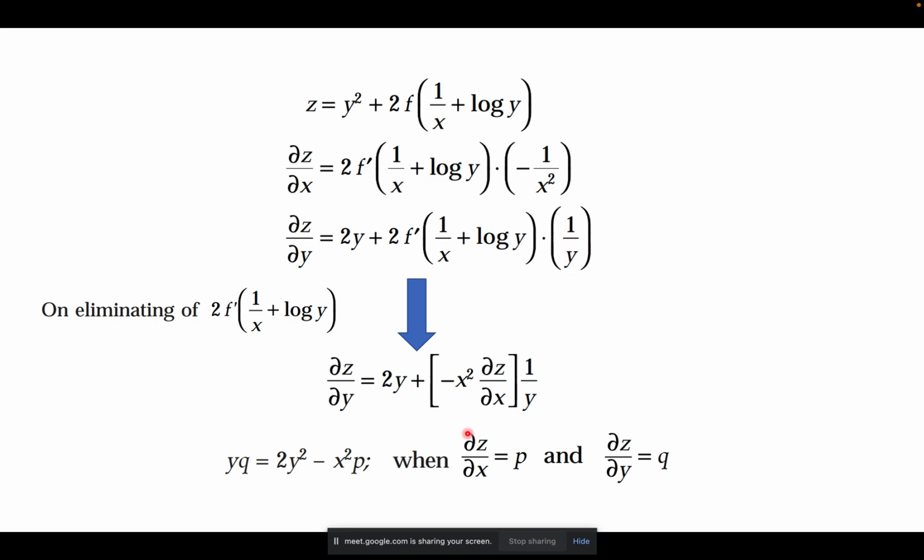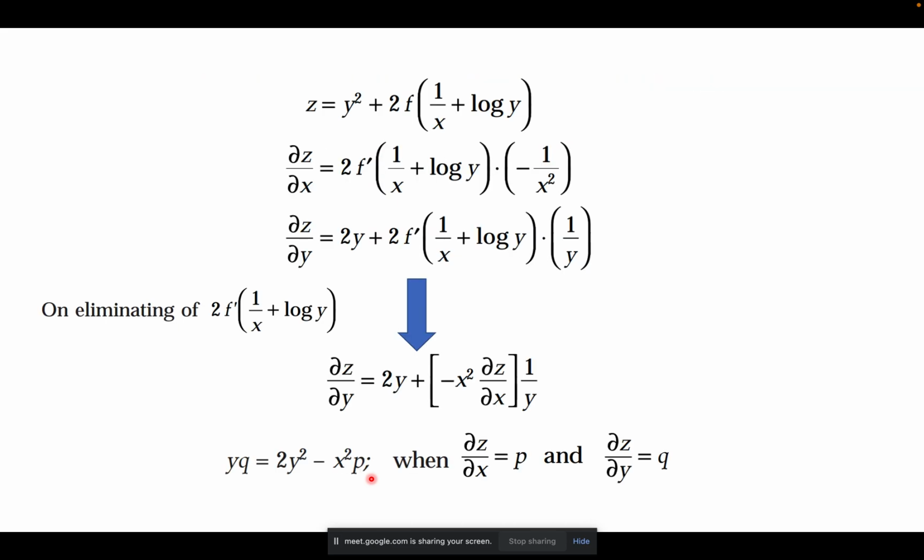Now, as you have read, you can simply write del z by del x as p and del z by del y as q, and you will get this type of equation, which is the final partial differential equation of the given equation. So you have yq is equal to 2y square minus x square p. So here I gave you a flavor of how to form partial differential equations by eliminating arbitrary functions. As this equation doesn't involve any arbitrary constant, you need to use this method in order to form the partial differential equation.